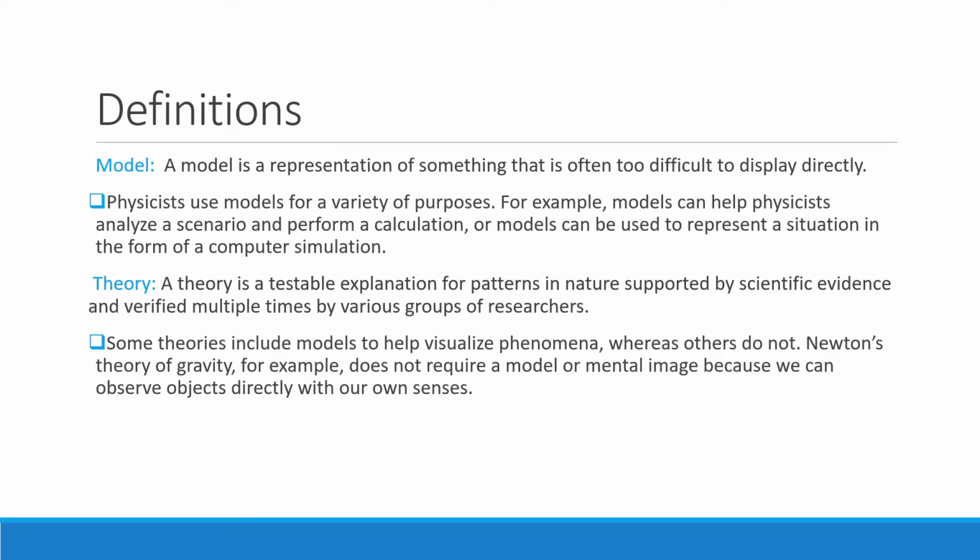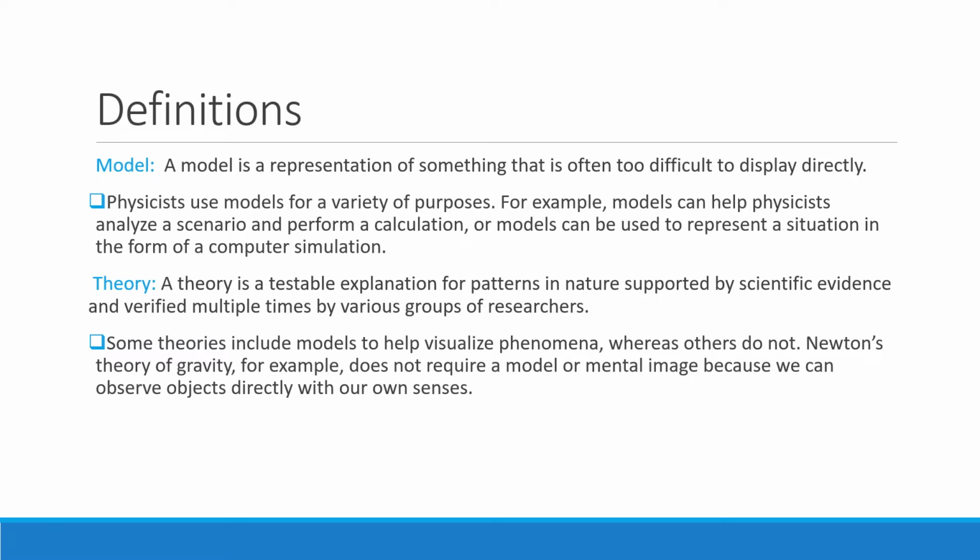We're going to read some definitions that are useful in physics. Model. A model is a representation of something that is often too difficult to display directly. Physicists use models for a variety of purposes. For example, models can help physicists analyze a scenario and perform a calculation, or models can be used to represent a situation in the form of a computer simulation.